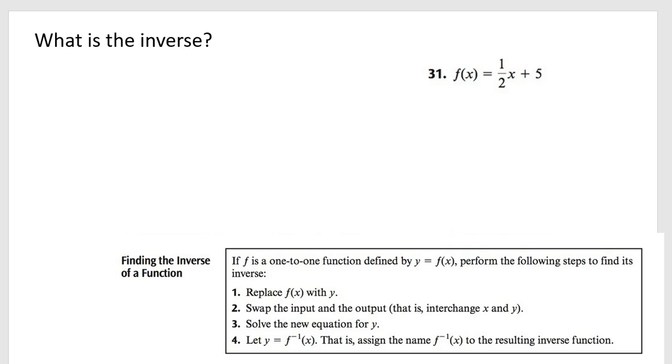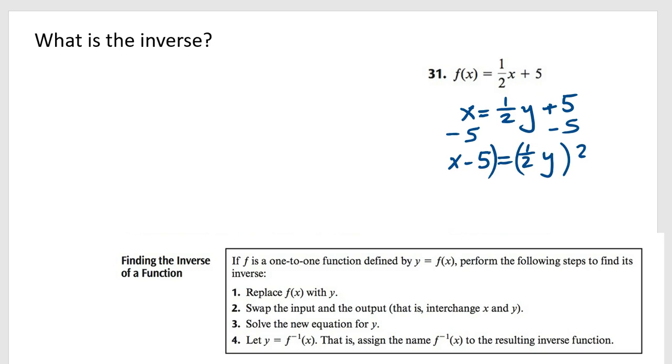Let's do another one. So we're going to want to write the inverse. And the way we do it is we replace f of x with y. Now, to find the inverse, we're going to swap x and y. See that I just changed out y for x here and x for y here. Now, we're going to take this function that we've just written, and I'm going to now solve it for y. So I'm going to subtract 5 from both sides. And I'm going to multiply both sides by 2.